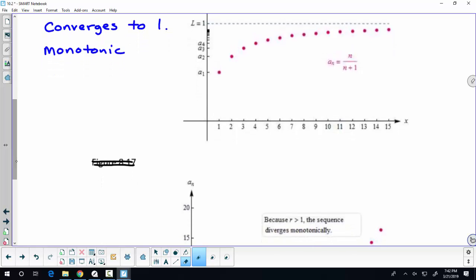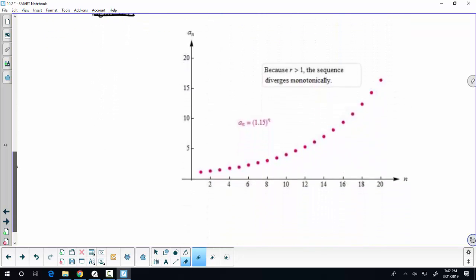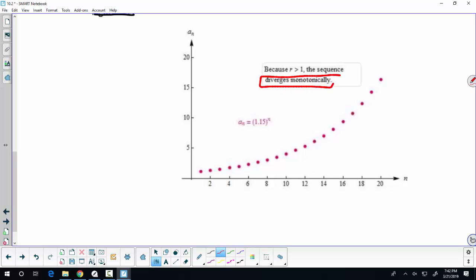And we see by the sequence itself, n over n plus 1, if we looked at the limit of the nth term, it would approach 1, right? Just the limit at infinity on that sequence. This one here is monotonic, but as we can see, it's divergent because the terms are getting larger and larger. They're not approaching a horizontal asymptote or a finite number. So that's an example of something that diverges monotonically.